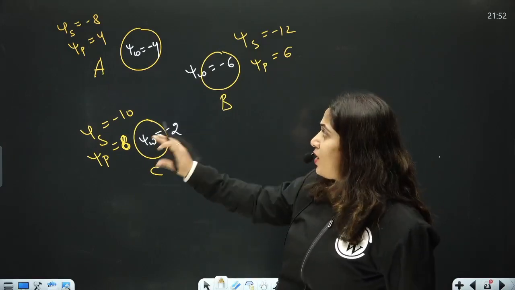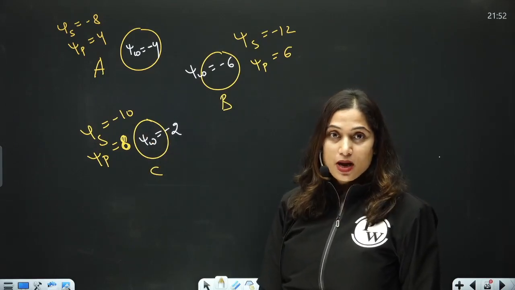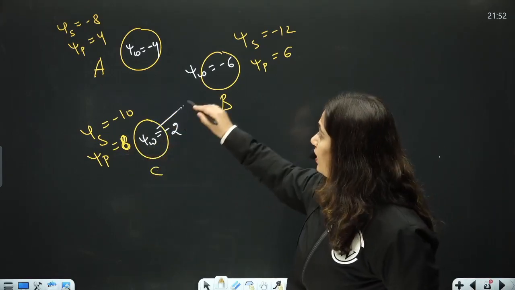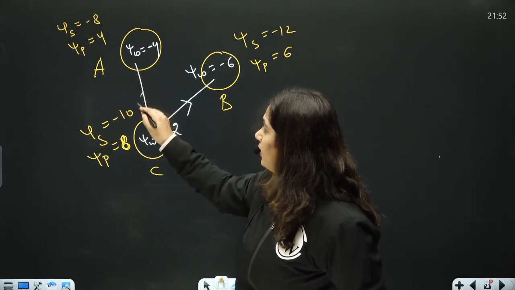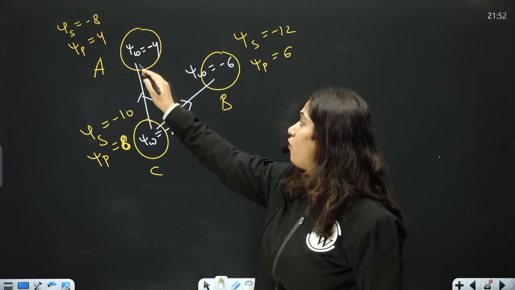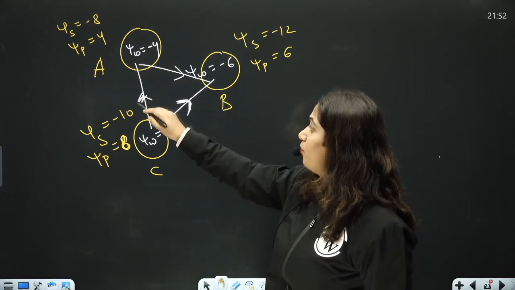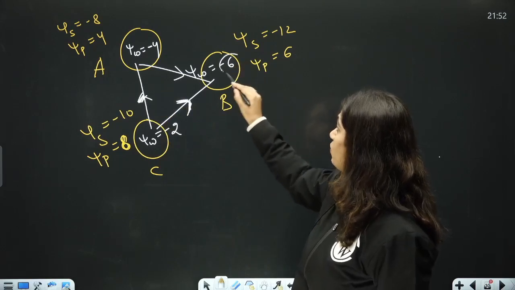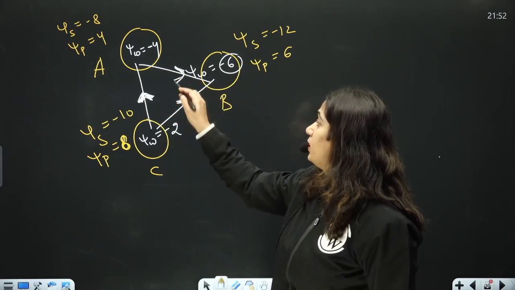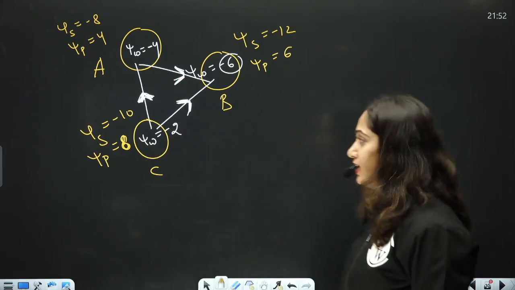So, which has the highest water potential here? -2 is the highest, right? So water will always go from it because it has the highest water potential. So it will give water both to B and to A. Then out of A and B, which one is greater? -4. So A will give water to B. That means B will not give water, it will only take water from both A and C because it has the lowest water potential. A will take water from C but will give it to B. Clear? So this would be the direction of movement of water. Okay? So remember this point.